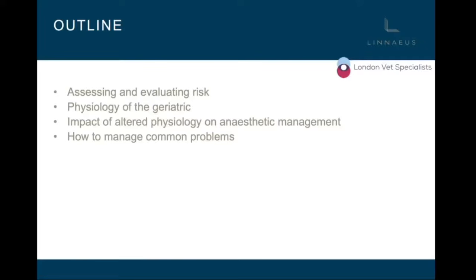So, a sort of outline for the webinar today. These will all be spoken about intermittently as we come across problems. It's not necessarily linear, but first of all, we'll look at assessing and evaluating the risk of morbidity and mortality in veterinary anaesthesia. We will have a look at the physiology of aging, so how the body changes as the animal gets older, and what impact that changing physiology is going to have on general anaesthetic management, and some troubleshooting tips as to how we can overcome these problems.